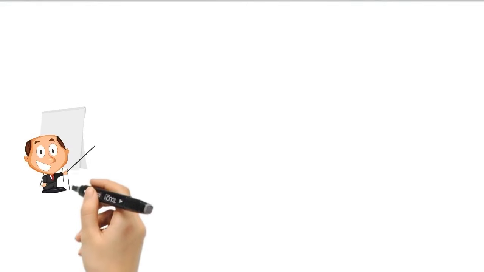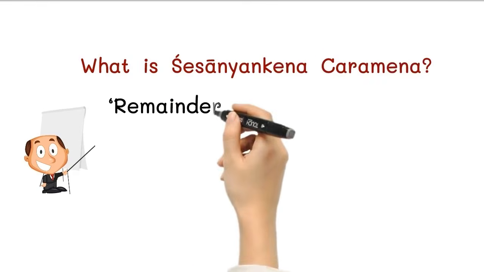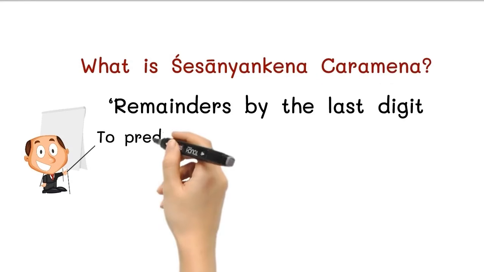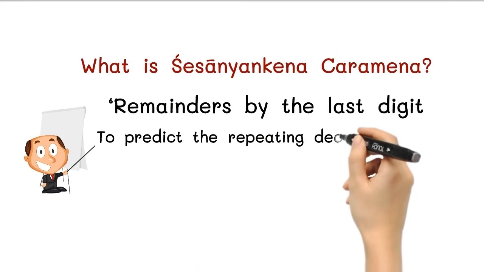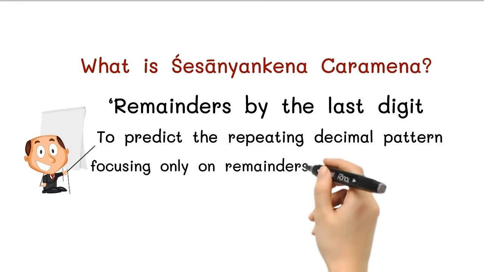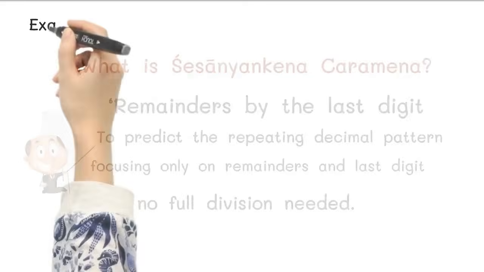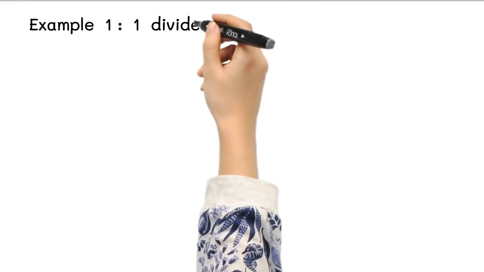Let's jump into it. What is Chalana Caramina? It means remainders by the last digit. In simple terms, it's a method to predict the repeating decimal pattern of a fraction by focusing only on remainders and last digits, no full division needed. Example 1 is 1 divided by 7.